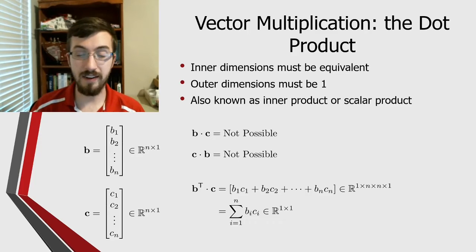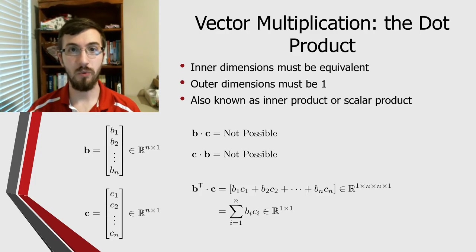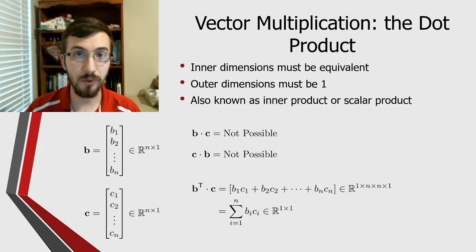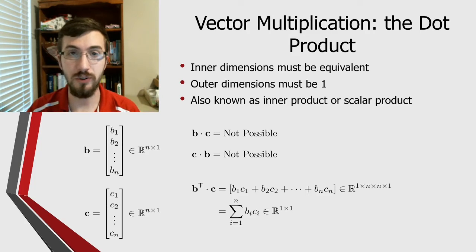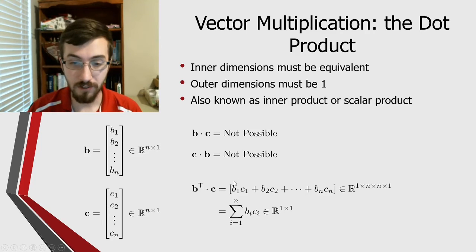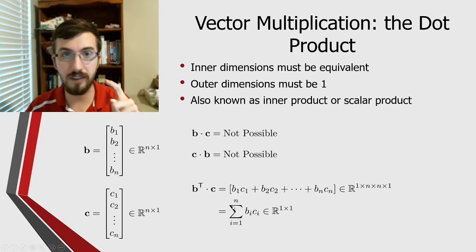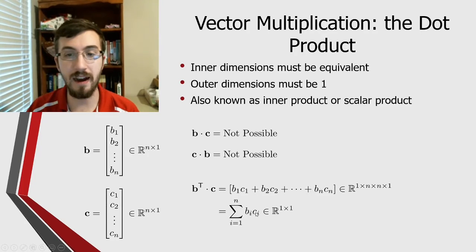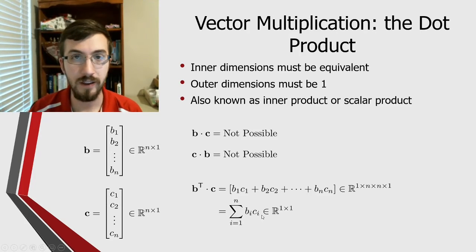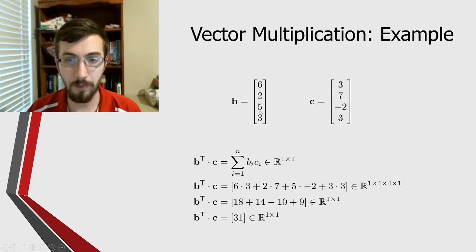In fact, you can write it with summation notation, which, if you're not familiar with, I encourage you to go watch our video about it. Basically, this is the sum as i goes from 1 to n, whatever the length of your vectors is, of b_i times c_i. And that is an element of 1 by 1. It's a single number.